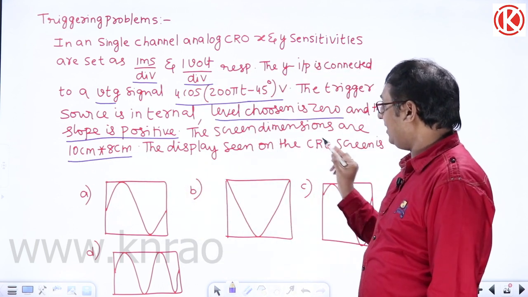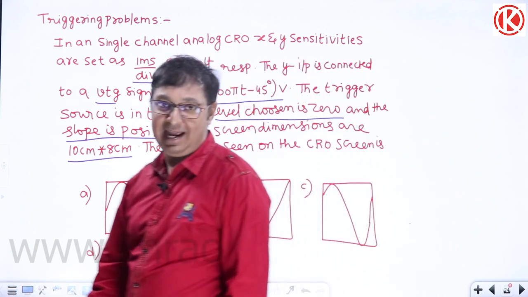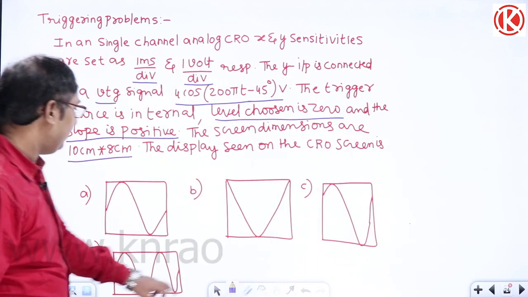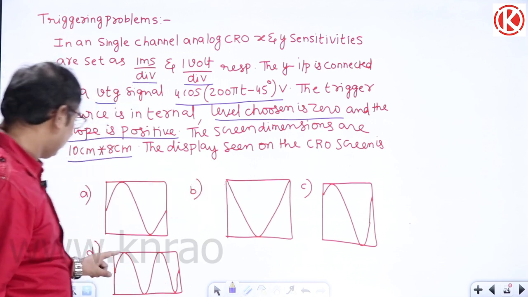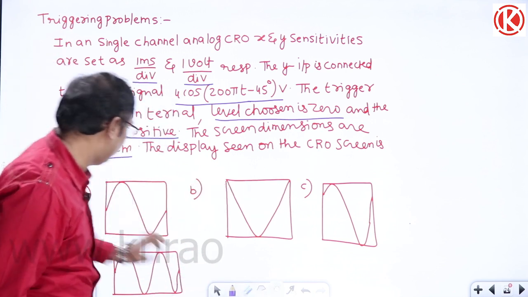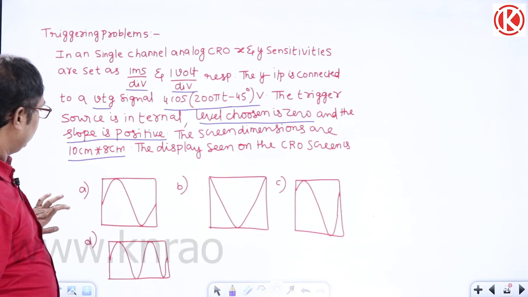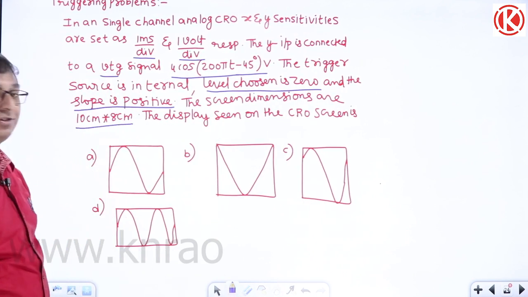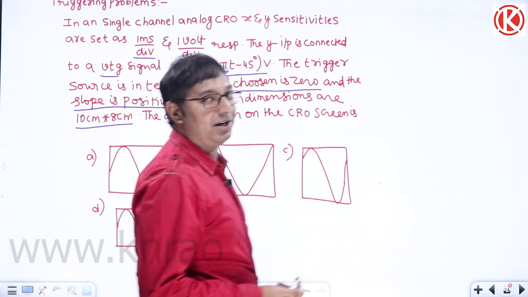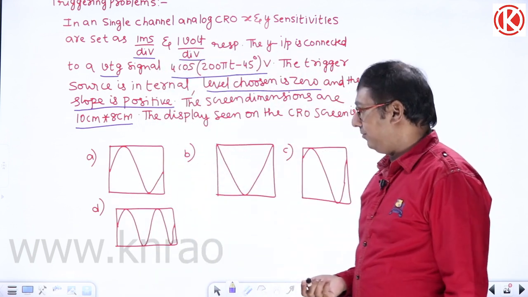The display on the CRO screen is dash. Come on, tell me what will be displayed on screen? A or B or C or D? Hope D is also visible to you. Yes, right. I'm sliding this up. Now tell me option D. Which one is correct? What is this triggering voltage as well as triggering slope?